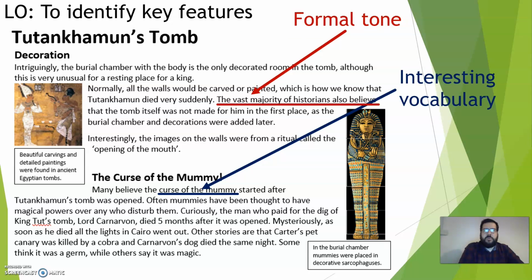The next thing I found was a formal tone. "The vast majority of historians also believe." Now again, formal tone can be quite a tricky one to find because a lot of the time what we read is written in a formal tone. But if you were talking to your friend, you probably wouldn't say, "the vast majority of historians also believe." You might say something like, "did you know most historians believe this?" So the formal tone is quite a tricky one to find, but it's where you're writing for an audience you don't know rather than someone you do.